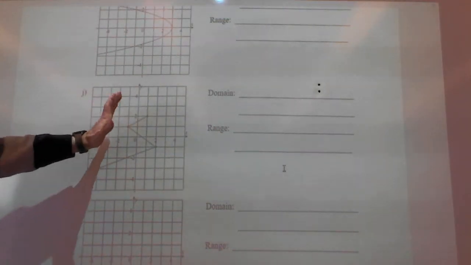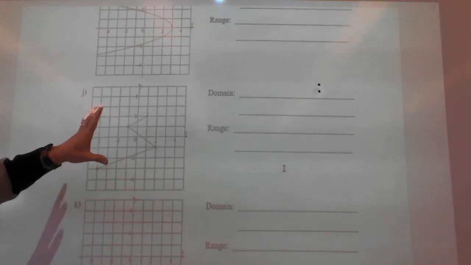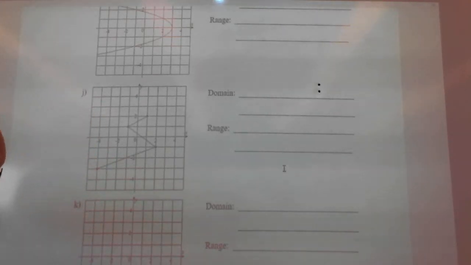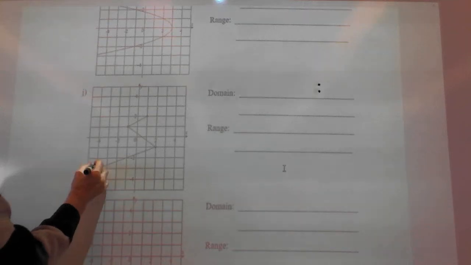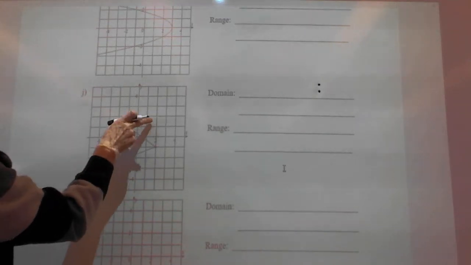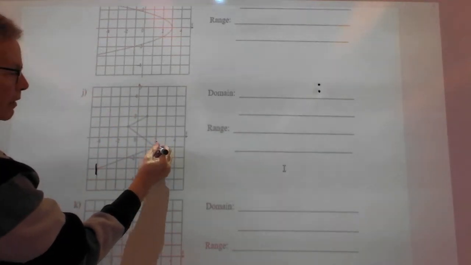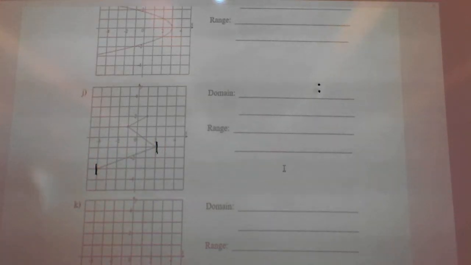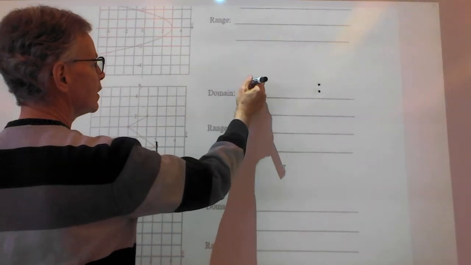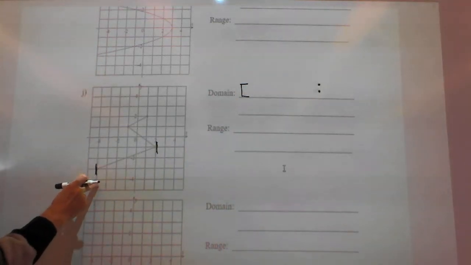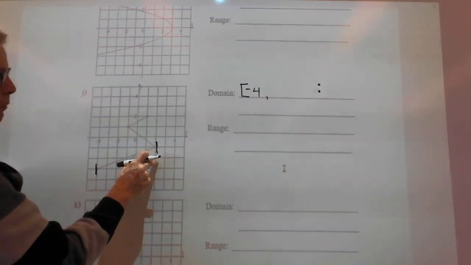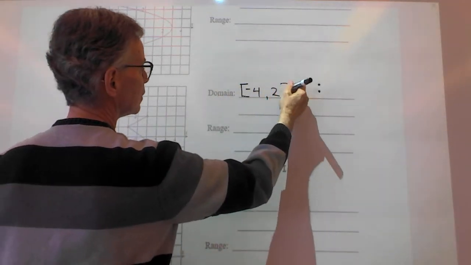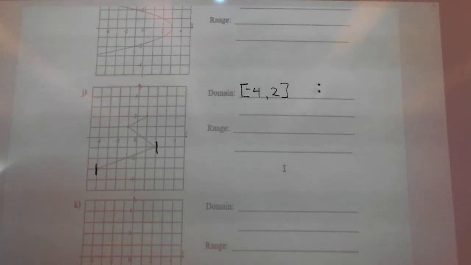So, this one looks weird, right? It's a zigzaggy line, and that might cause you some grief. But remember, all you're trying to do is, for domain, you want to find the point that's furthest to the left, and that's right here. And you want to find the point that's furthest to the right. That's that one right there. So your domain has to cover from a minimum of -4, that's your lowest x value, to a maximum of +2, your greatest x value.